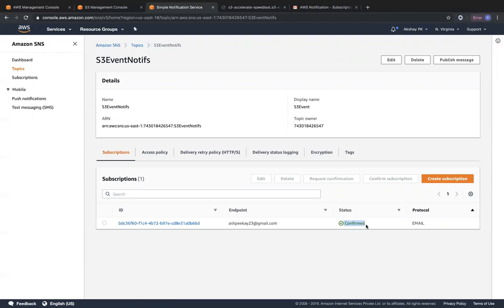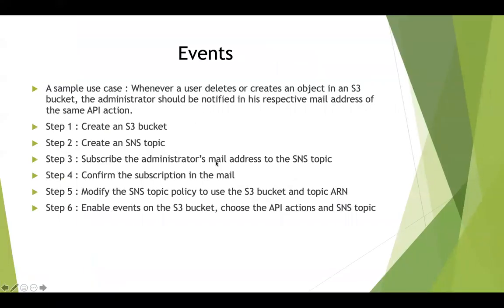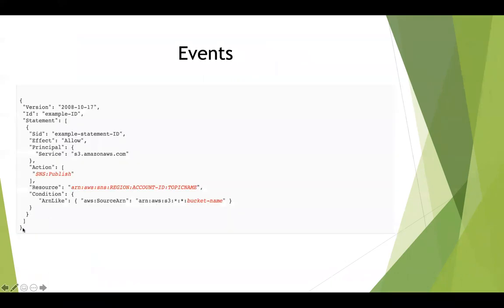Status is confirmed. Before it was in pending confirmation, now the status is confirmed. So the next thing that we have to do is go ahead and modify our topic policy. You can see that we have subscribed an administrator's mail address to the SNS topic. We have confirmed the subscription in the mail. We are now going to do step 5 and 6. We are going to modify the topic policy to use this particular topic policy.